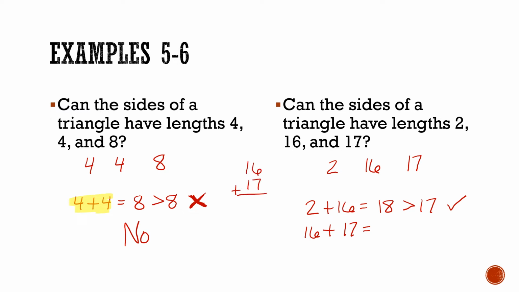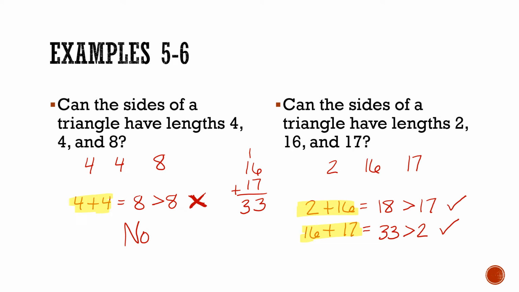7 and 6 is 13, which gives us 33. And 33 should be greater than whatever side we didn't use. So we used 16 and 17. So that means the 2 is the one we've not used. Is 33 greater than 2? Yes. So we've used 16 and 17. We've used 2 and 16.